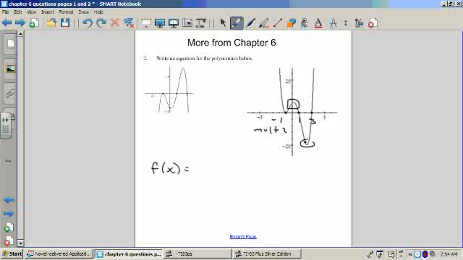f of x equals (x plus 1) squared, don't forget your a, times (x minus 1) times (x minus 3). f of x is equal to, well, I don't need f of x. Let's see what a is equal to.